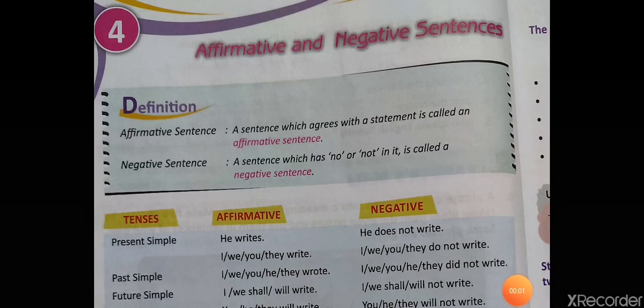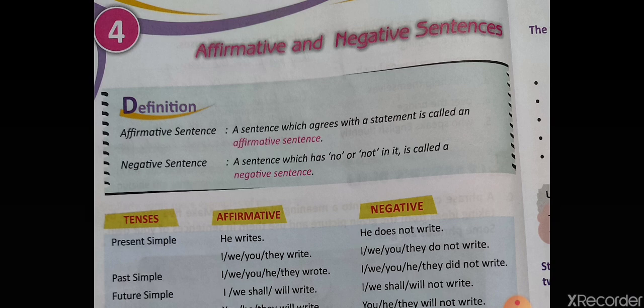So starting our today's video, that is affirmative and negative sentences. Before starting the chapter, let me ask you if you know the meaning of affirmative and negative sentences. I have already told you in my previous videos, affirmative sentences are those sentences which give a very positive agreement with the statement, and negative sentences are those sentences which give a disagreement and show that the sentence is in negative form, that has a no or a not in the sentence and shows some kind of denial.